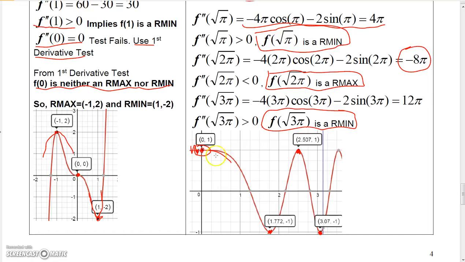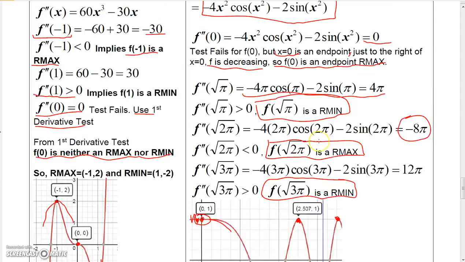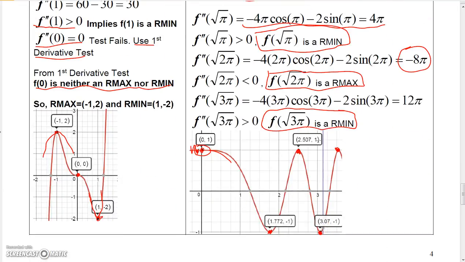Now also, this point right here at pi, that's also an endpoint relative maximum. These are considered endpoint extrema because they're the endpoints of the interval and they're the largest values in their neighborhood.